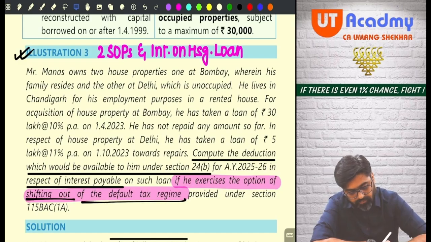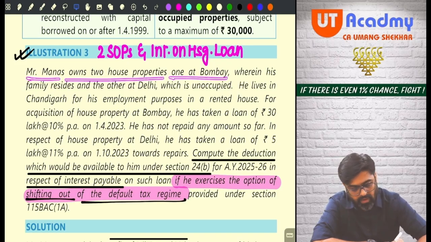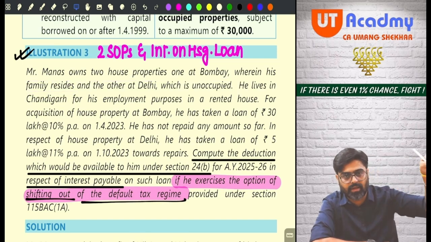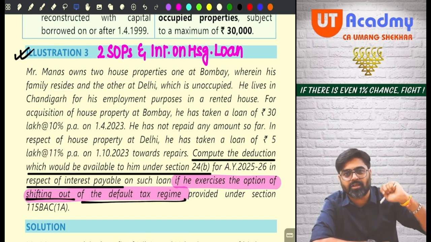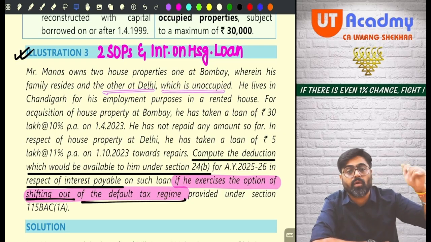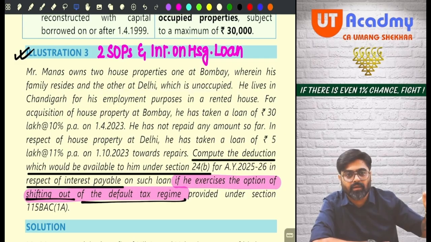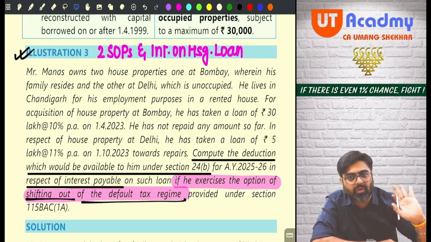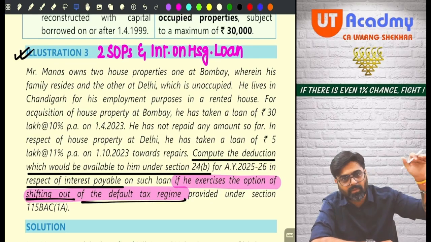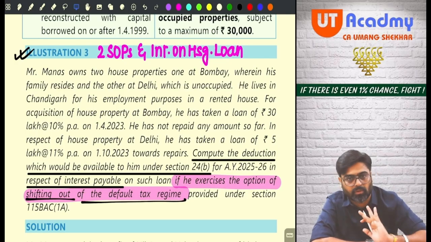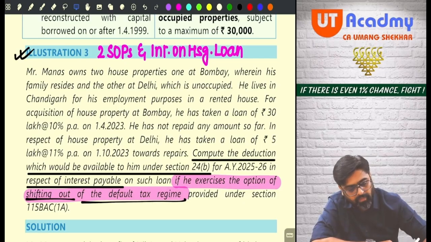Mr. Manas owns 2 house properties, one at Bombay wherein his family resides. Bombay, his family resides means self-occupied for residential purpose, Bombay house. Other at Delhi which is unoccupied. Unoccupied means remaining vacant. So the property which is self-occupied but kept vacant is also SOP only, no? So Delhi property is unoccupied, that is also SOP. Bombay property where the family lives, that is also SOP. 2 SOPs are there, Delhi and Bombay.